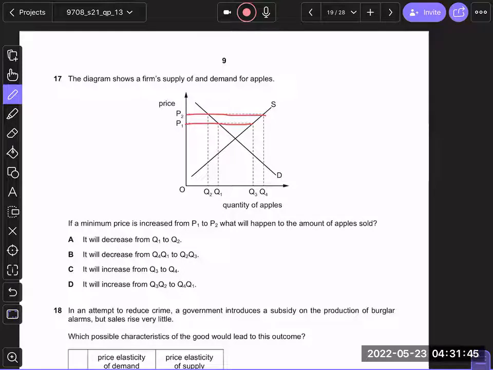सही. पहले जब आपने minimum price लगाया हुआ था, earlier when the minimum price was P1, this was the quantity being sold, no? Q1. And this was the quantity supplied. So there was this surplus. But if it is increased to P2, the quantity would fall to Q2. Quantity आपकी Q2 पे fall हो गई. It will decrease from Q1 to Q2. See? So this is the change in the quantity.